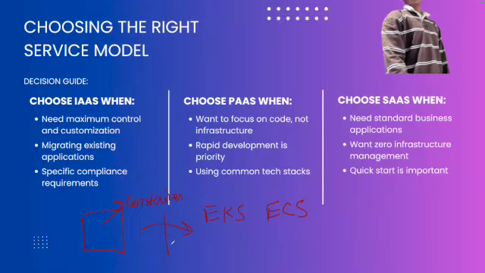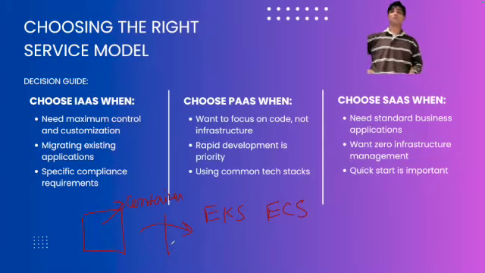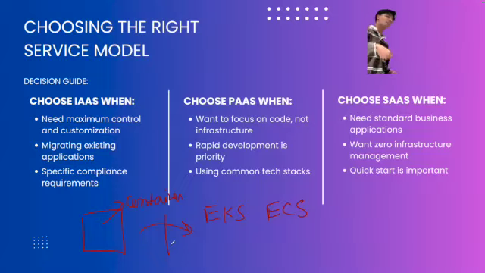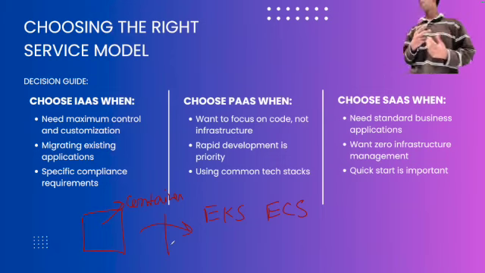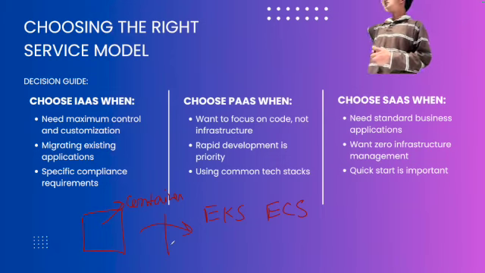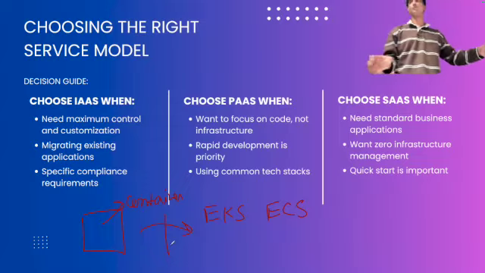Migrating existing applications, that's when you use infrastructure as a service. You choose platform as a service when you want to focus on the code, not the infrastructure. You want to rapidly deploy, rapidly test, and rapidly see what went wrong, what went right. And you choose software as a service when you want a standard business application. You want zero infrastructure. You basically just tell a company to create something for you and they create it for you.